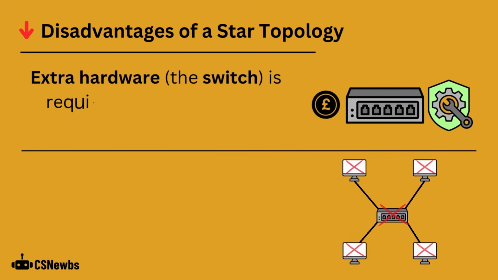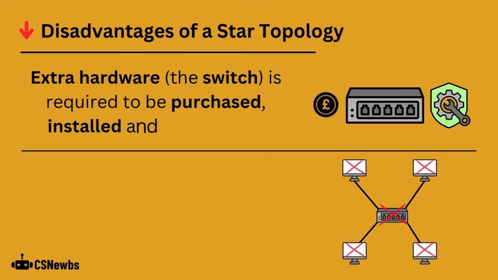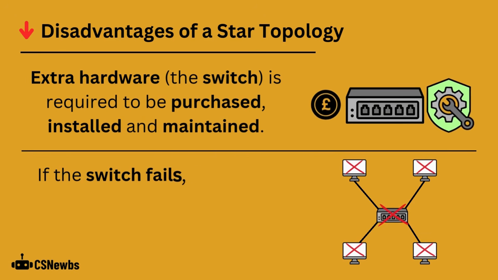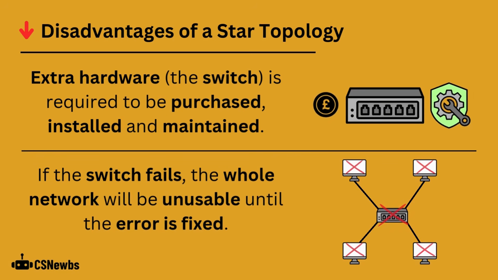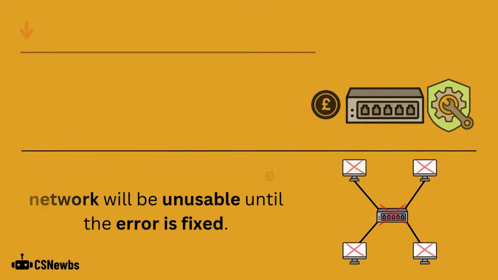Disadvantages of a star topology include that extra hardware, which is the switch, is required to be purchased, installed and maintained. Also, if the switch fails, the whole network will be unusable until the error is fixed.